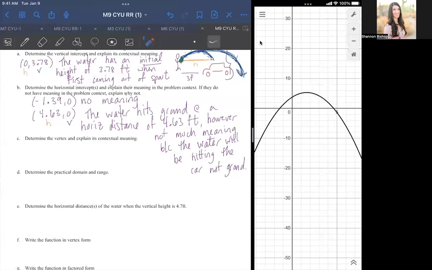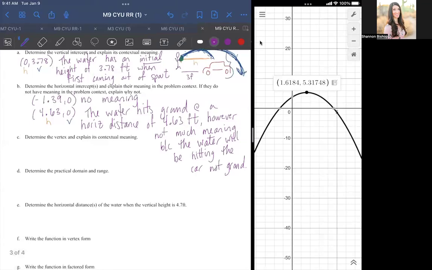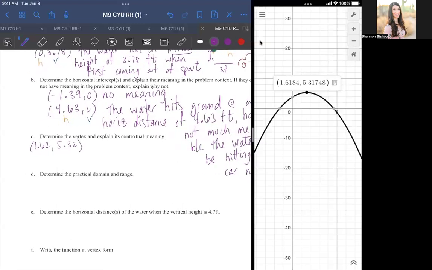Part C says, determine the vertex and explain the contextual meaning. Okay, vertex, touchable point. There you go, touch it, done. So the turning point of this parabola is going to be 1.62, 5.32, if we round it. So that's where the vertex is. Now, what does it mean?